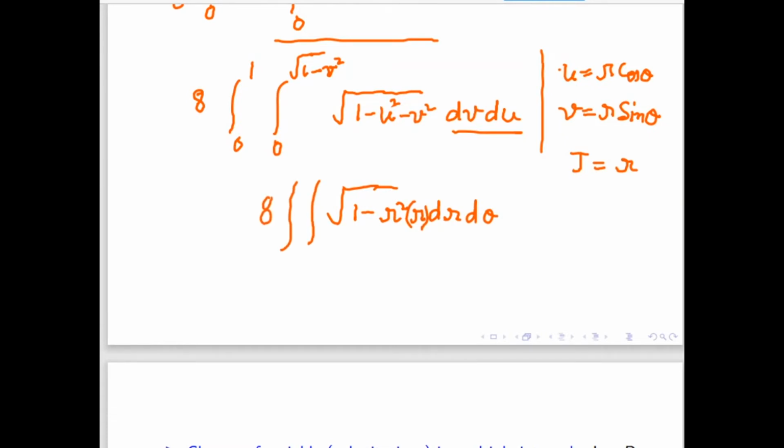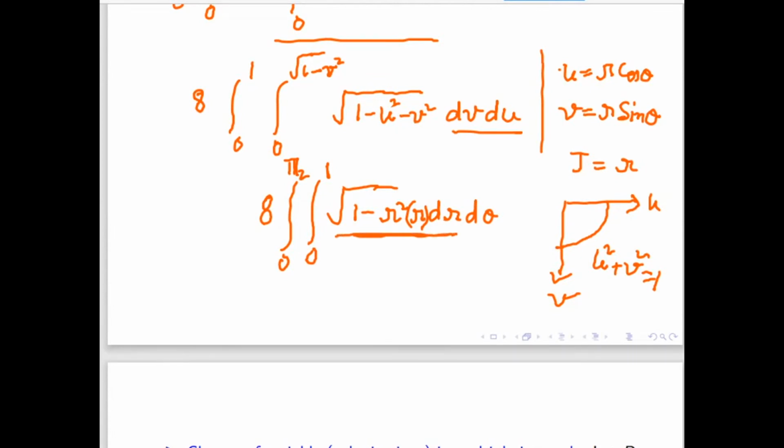Then what will be the limit? So in the uv plane, this was the circle, u square plus v square equal to 1. This one, so the value of r will start from 0, it will go up to 1, and the value of theta will start from 0, it will go up to pi by 2. So this is the limit of r and theta. Now we can easily integrate this first with respect to r, apply limit 0 to 1, and then with respect to theta, and tell me what is the answer.